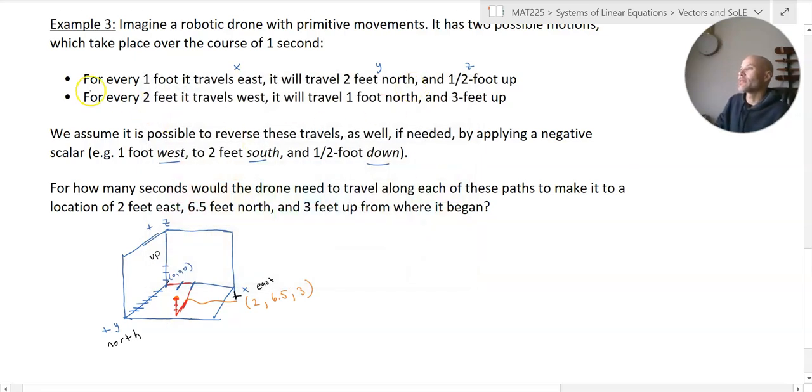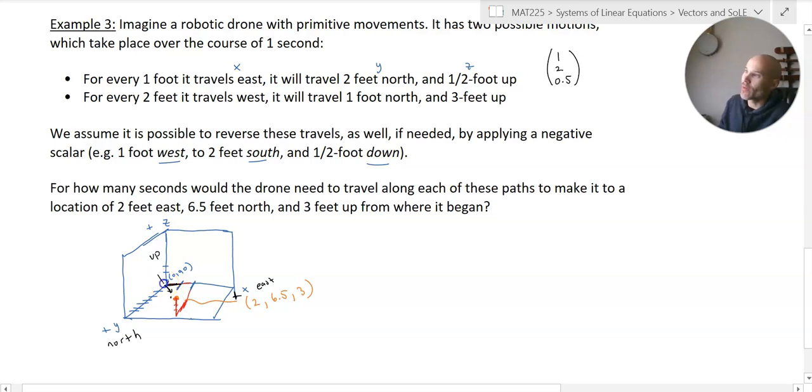So if I turn these two movements into vectors, the first one, according to how we have this defined, east, north, and up would all be positive. So this vector would be indicated by 1, 2, and I'm going to use 0.5. So 1 would go this way, then 2 in this direction, and then up a half. So it would essentially be a vector that points from the origin to that point.